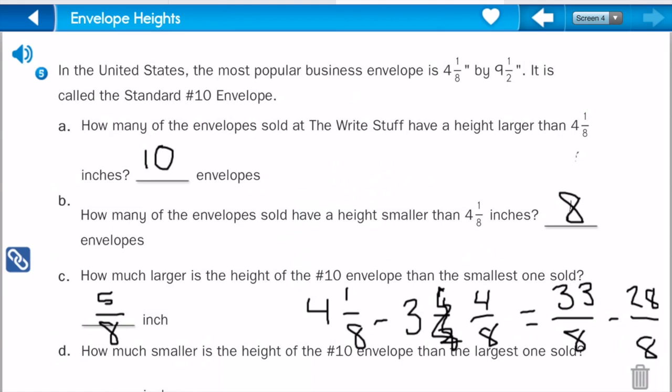Now the next one is, how much smaller is the height of the number 10 envelope than the largest one sold? So the largest one was 6, so we're going to take 6 minus 4 1/8. And we are going to do the same thing right here, like we have been before. So it's going to be 5 8/8 minus 4 1/8. And if I take 5 minus 4, I get 1. And if I take 8/8 minus 1/8, I get 7/8. So I have 1 7/8.